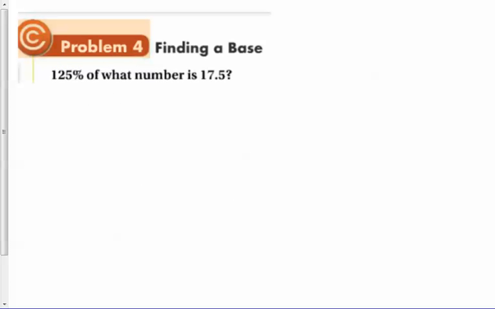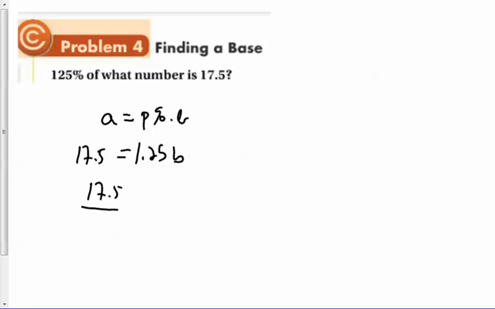Here's problem number 4. It says find a base. 125% of what number is 17.5? So this one you're going to use A equals P percent times B. 125%, that's 1.25, because 100% is 1. I don't know what B is, but I know the result is 17.5. So now I have 1.25B equals 17.5. I'm going to divide both sides by 1.25.